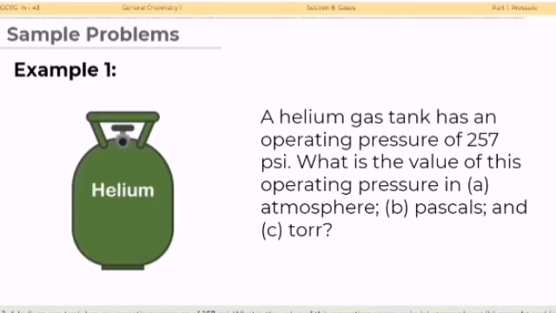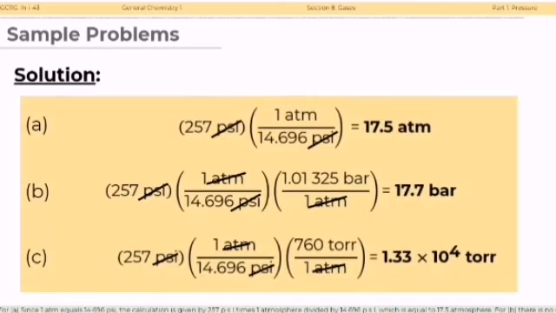For example number 2, a helium gas tank has an operating pressure of 257 psi. What is the value of the operating pressure in atmosphere, bar, and torr? We have now the solution. For A, since 1 atm equals 14.696 psi, the calculation is given by 257 psi times 1 atmosphere divided by 14.696 psi, which is equal to 17.5 atmosphere.